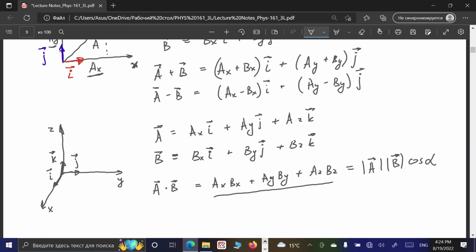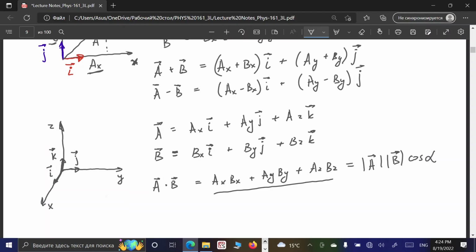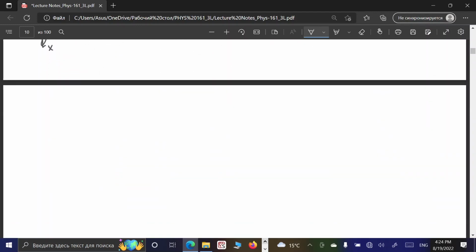Now let us go for the cross product, which is kind of more interesting. First, let us consider the magnitude of the cross product. So that will be vector A cross product vector B. That will be equal to the product of magnitudes of vectors A and B, A vector magnitude times B vector magnitude times sine of the angle alpha between these two vectors.